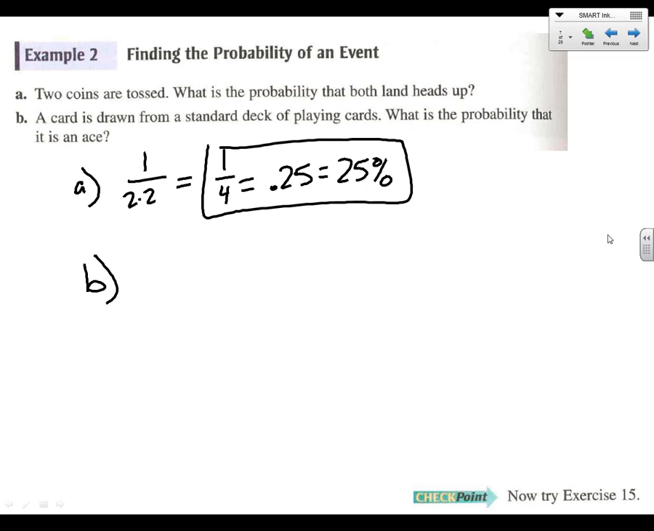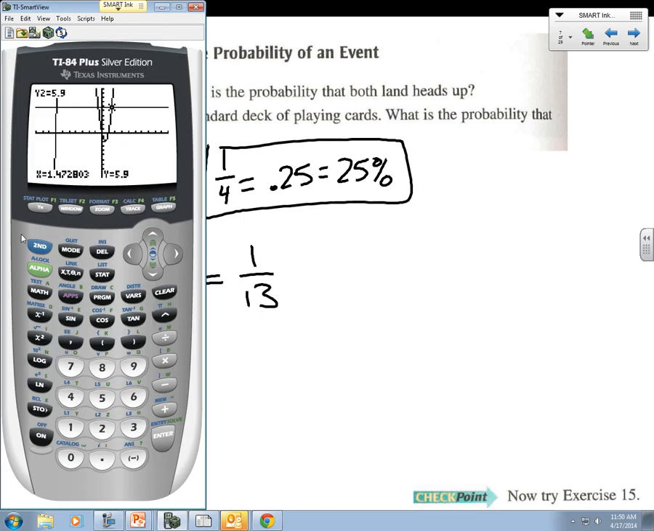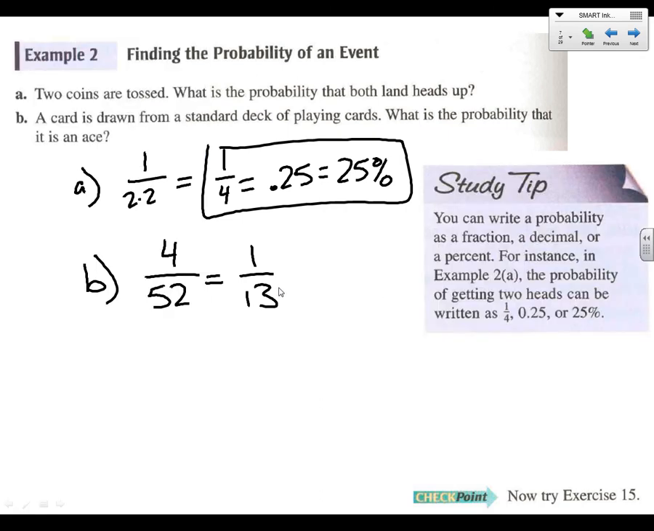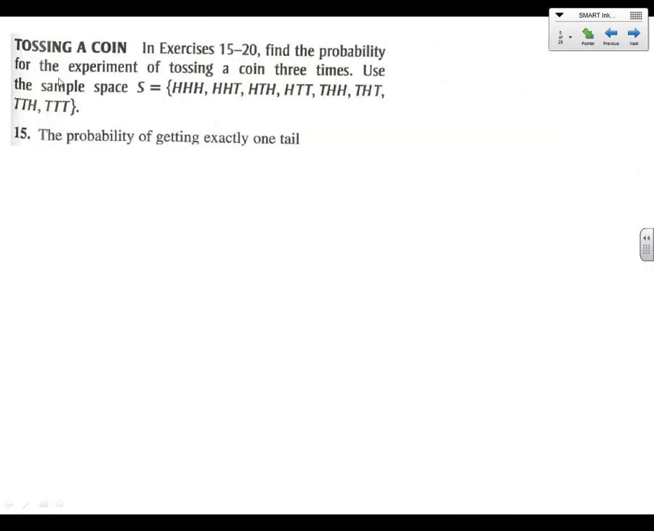For B, how many aces are there in a deck of cards? There's 4, and there are 52 cards total. So you have a 1 out of 13 chance. And what is that as a decimal? Calculator. 1 out of 13 is 7.69%, or 0.0769. You're up. Find the probability of getting exactly 1 tail.